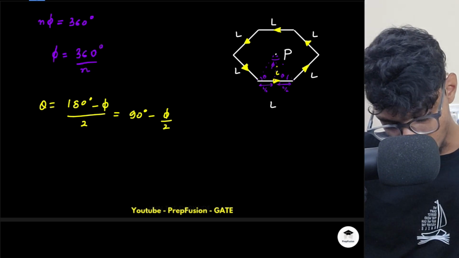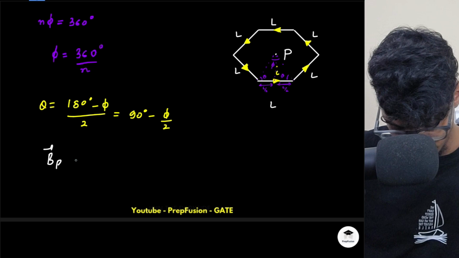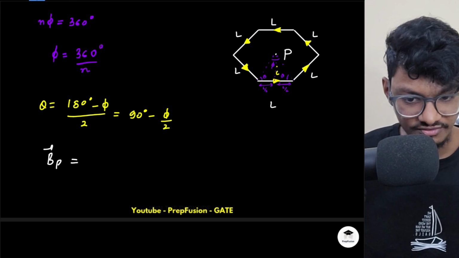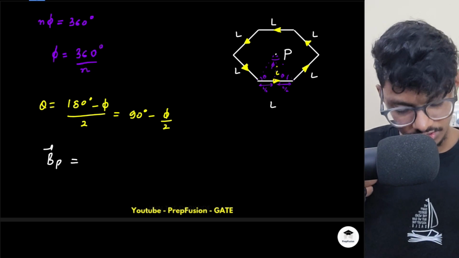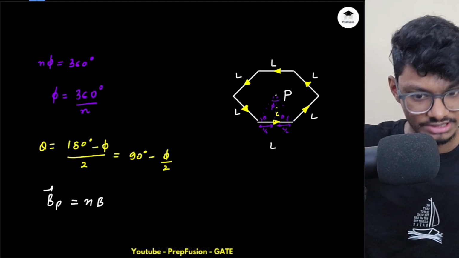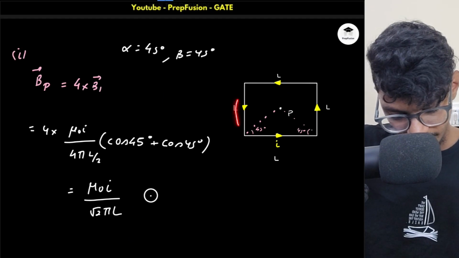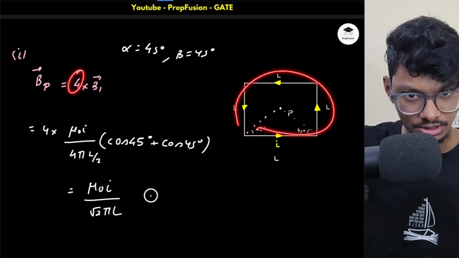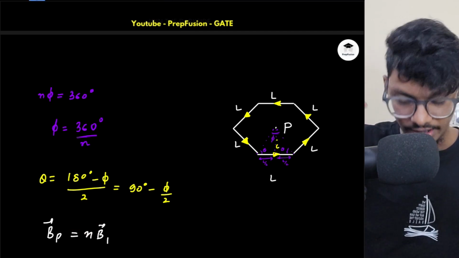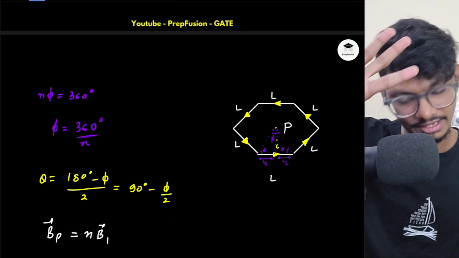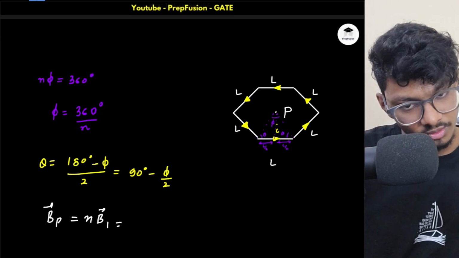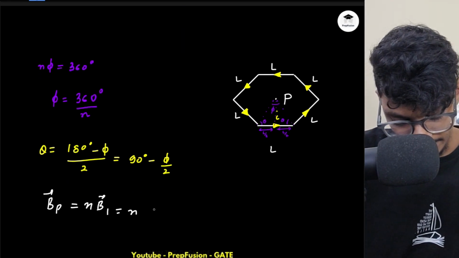So can I put in the formula now? What was the formula? The magnetic field BP will be, as it is a symmetric case and there are n sides, n times that. Previously there were 4 sides. That's why I multiplied 4. Now there are n sides. I will multiply n with one magnetic field, right? And the direction you can understand with the help of simple curling of the fingers. So this will be equal to n times B1.